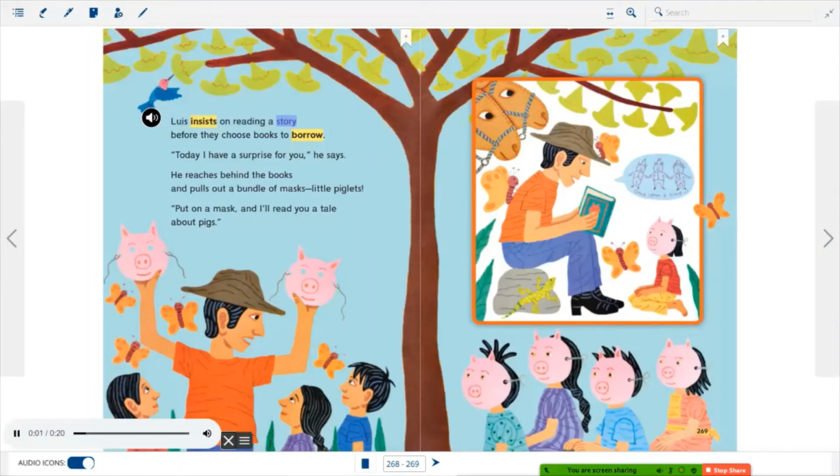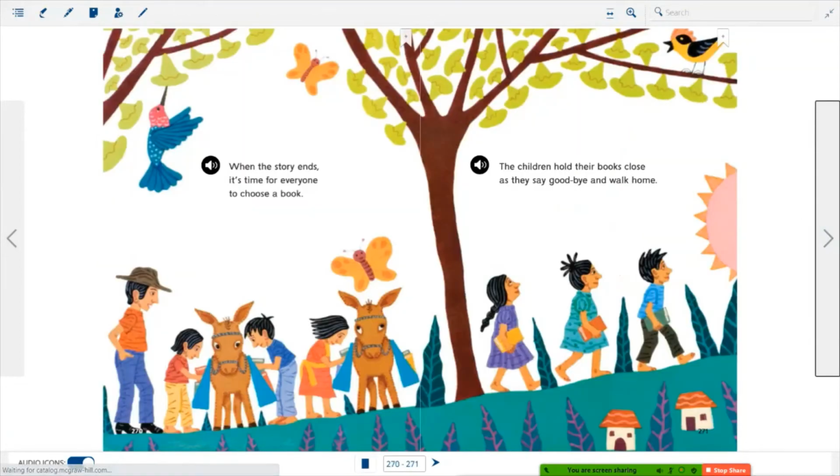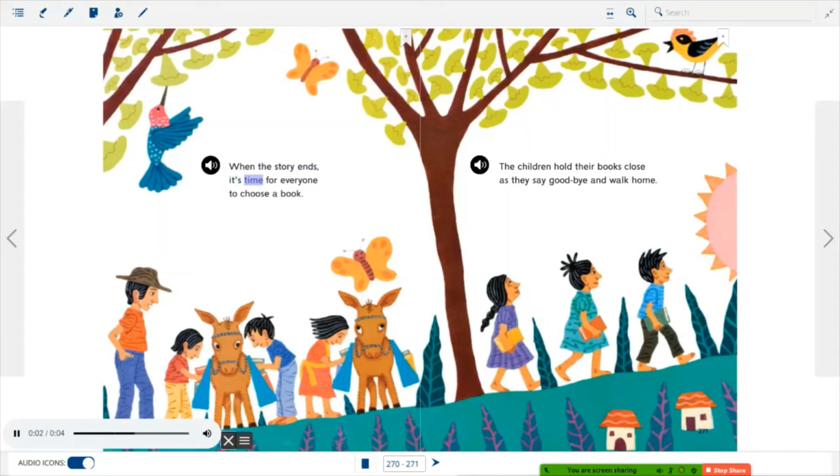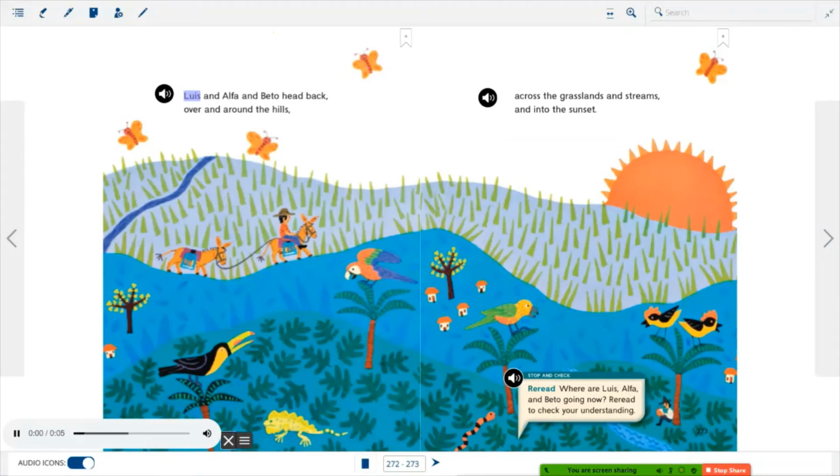Luis insists on reading a story before they choose books to borrow. "Today I have a surprise for you," he says. He reaches behind the books and pulls out a bundle of masks. Little piglets. "Put on a mask and I'll read you a tale about pigs." When the story ends, it's time for everyone to choose a book. The children hold their books close as they say goodbye and walk home. Luis and Alpha and Beto head back over and around the hills, across the grasslands and streams, and into the sunset.